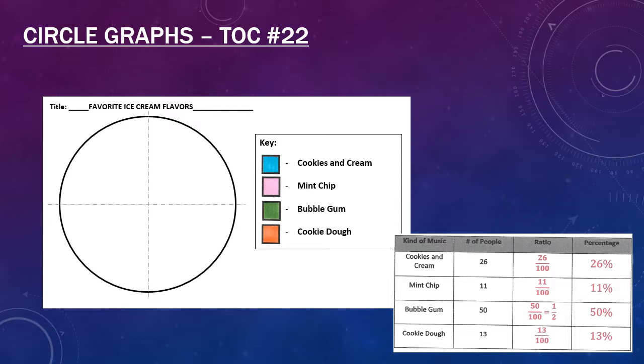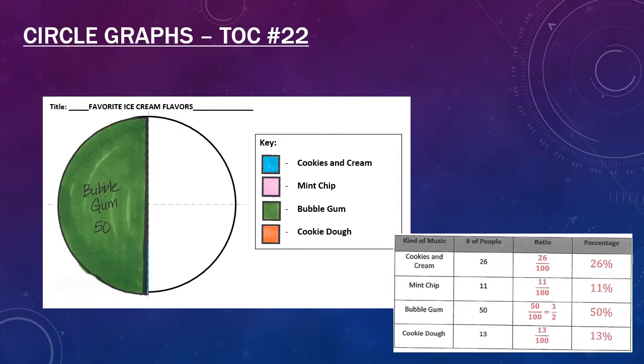To make my graph, I'm going to choose the easiest section to draw first. So I like to start with the largest section, which for this one is bubblegum. And it's easy because it's 50%. 50% is half. We're going to color half the graph for bubblegum. So here's my half of the graph for bubblegum. And it's green. I know. So I color it in, and then I'm going to label it bubblegum.